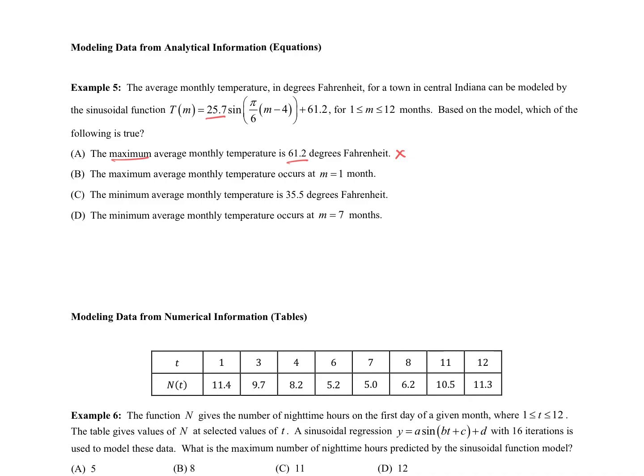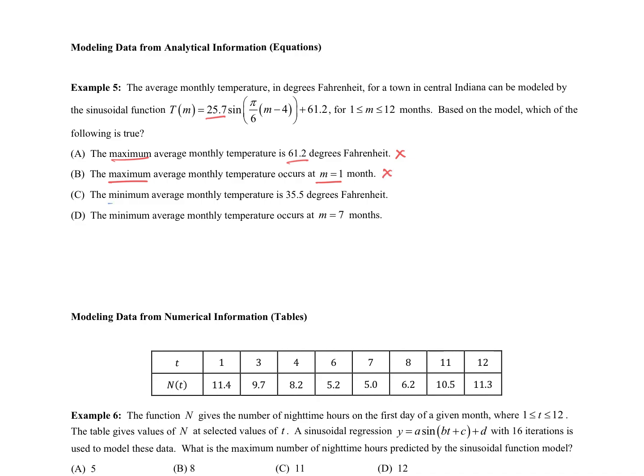So then let's look at part B. It says the maximum occurs at m equals 1. Well, let's see what happens. When I substitute in 1 here, I'd get 1 minus 4, which is how much? Negative 3, right? And so now negative 3 times pi over 6 is what? Negative pi over 2. So at negative pi over 2, does that happen at a maximum or a minimum? A minimum. So a minimum is going to occur at m equals 1. All right. Did you catch that? All right, cool.